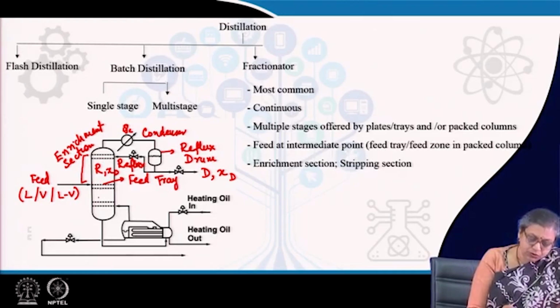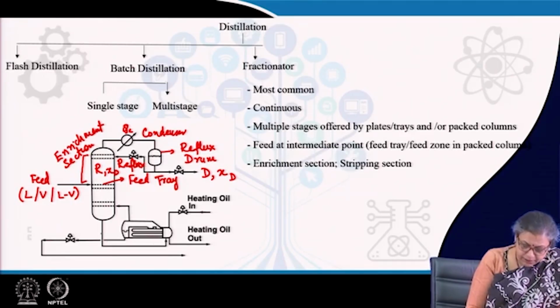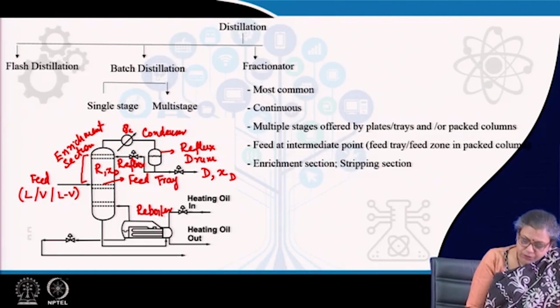Now, what happens below the feed tray? Here the liquid comes down. If this liquid has to be enriched, it has to come in contact with a counter-flowing vapor. So, from where is this vapor generated? The liquid flows down to the bottommost tray. From the bottommost tray, it is withdrawn and sent into a reboiler. What does the reboiler do? It partially vaporizes the liquid which comes, and we can use different sorts of heating medium. It is basically a shell and tube heat exchanger.